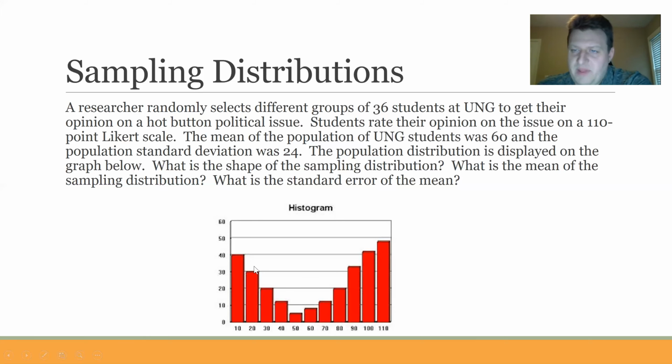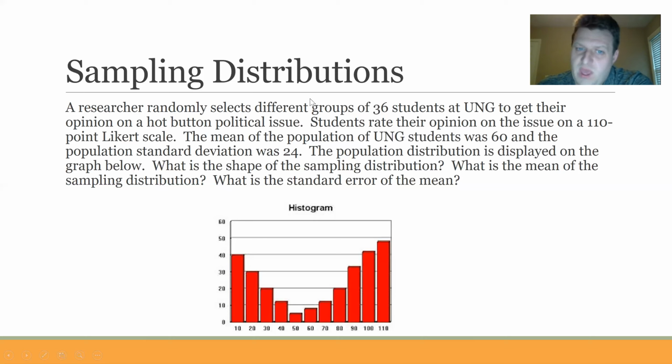We look at the population data, and how would we describe this data? Look at it. We describe this data as bimodal. People have either an extreme opinion one way, or an extreme opinion another way. Not very many people in the middle. The opposite of a normal distribution, if you will. So this distribution looks ugly.